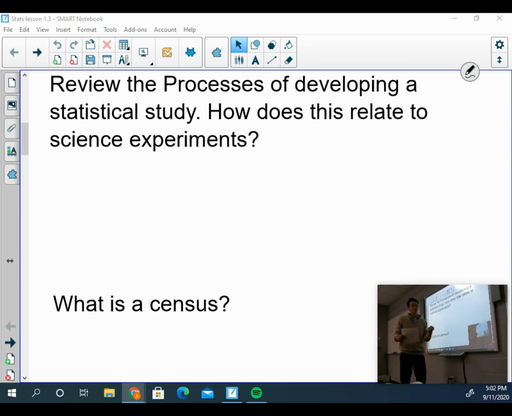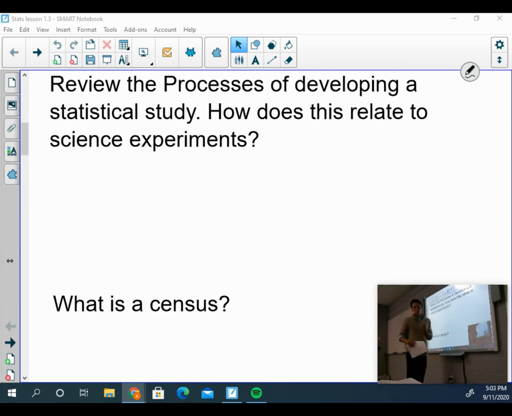1.3 is probably the most dense section that we're going to learn in chapter 1. There's a lot of different parts to it. I'm going to be doing some book stuff, so if you see me walking back and forth, I'm going to be reading a couple things from the book to you. But we'll go from there.